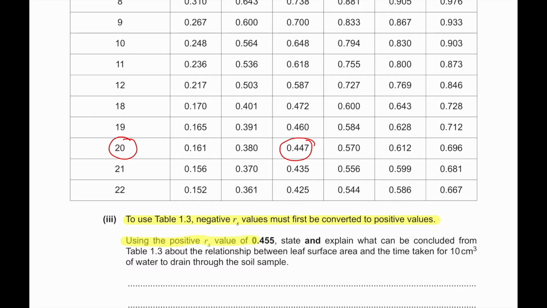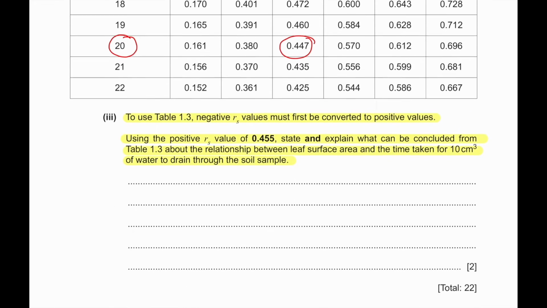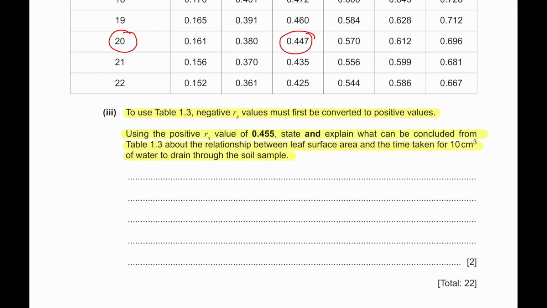Using the positive RS value of 0.455, state and explain what can be concluded from the table 1.3 about the relationship between leaf surface area and the time taken for the 10 cm³ of water to drain through the soil sample. So the working, all right, will be at 0.05 as we have already shown. The relationship is significant and not due to chance, as the calculated RS 0.455 is greater than the critical value of 0.447.